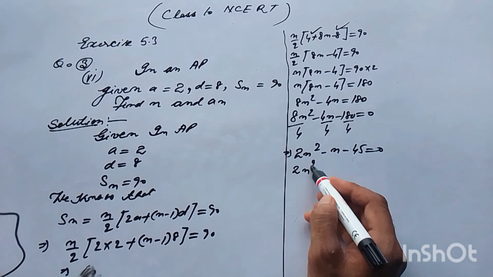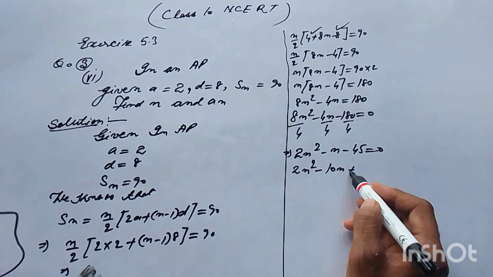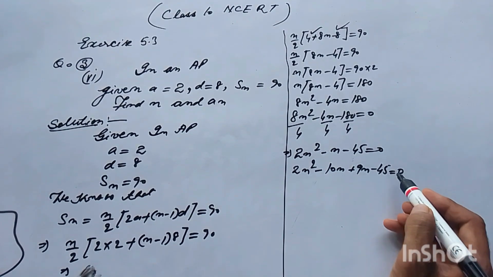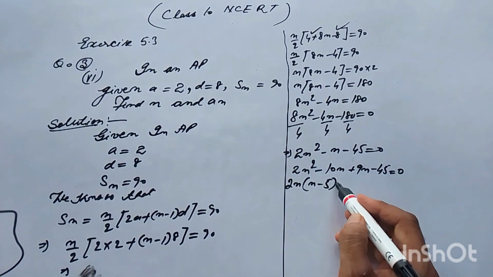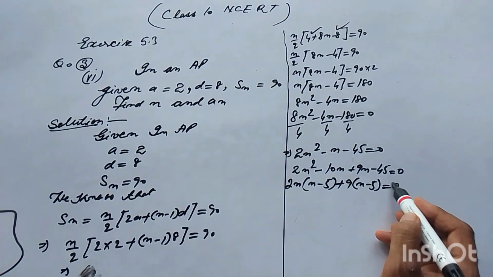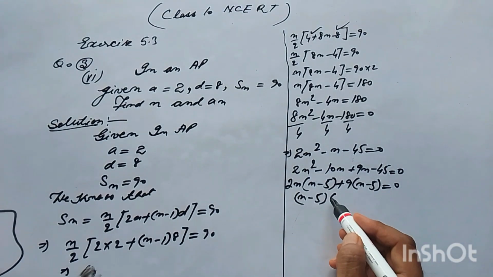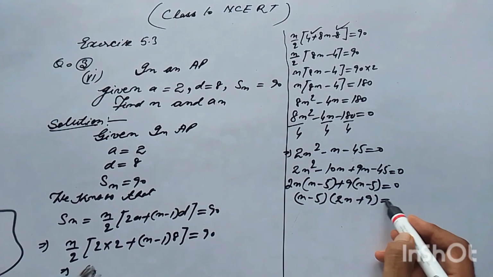We have 2n square minus 10n plus 9n minus 45, that's equal to 0. We take 2n common, we have (n minus 5). We take 9 common, we have (n minus 5) equal to 0. (n minus 5) is common on both sides. We have (n minus 5)(2n plus 9) equal to 0.